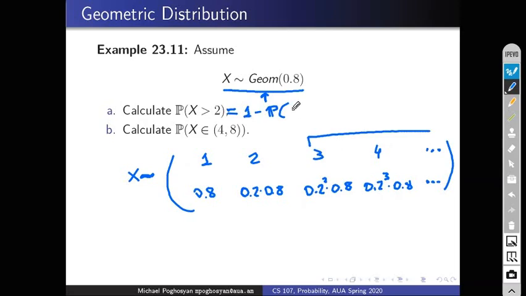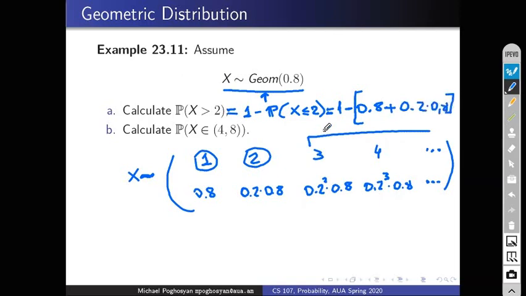So this is the probability that X will take values less or equal than 2. This is 1 minus the probability that X will be 1 or 2. So we have two cases when X is less or equal than 2. The probability of the first one is 0.8. And then the probability that X will be 2 is 0.2 times 0.8. So this will give the probability that X will be larger than 2.